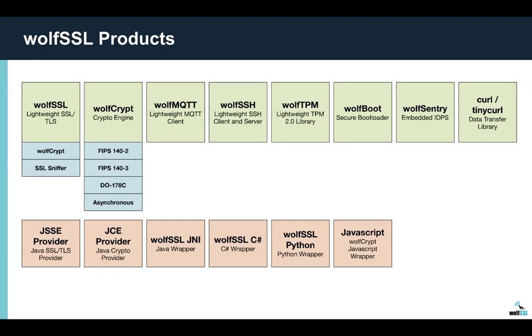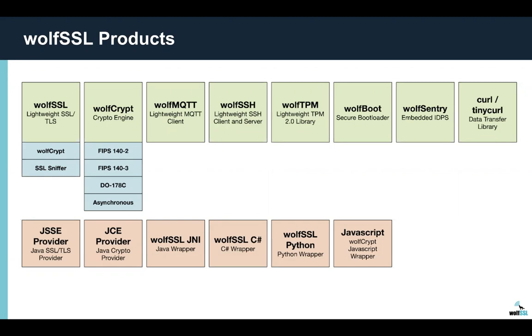We have an MQTT implementation called wolfMQTT. That's on the client side. An SSH client and server library called wolfSSH. A TPM 2.0 library called wolfTPM. Our secure bootloader called wolfBoot. Our newest product, wolfSentry, which is an embedded IDPS solution. We do have the author of curl on board as a wolfSSL engineer, and so we offer commercial support packages and consulting for curl. We also have a version of curl that's a pared down version meant for resource constrained devices, which we call tinycurl.